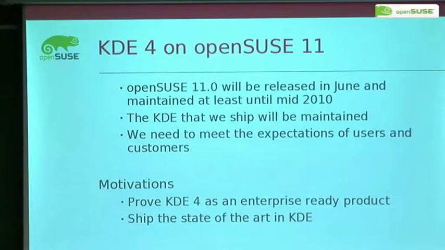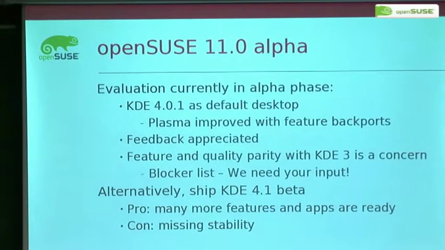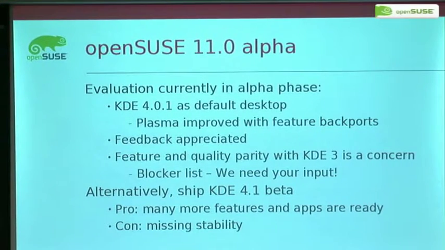Our main motivation is that we want to ship the state of the art in KDE, and we want to make sure that openSUSE is the primary KDE platform. So what we are doing right now is, within the alpha phase of the 11.0 series, we ship KDE 4.1 or the 4.0.2 version as soon as it is released.